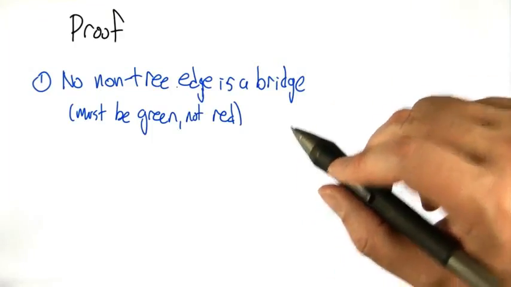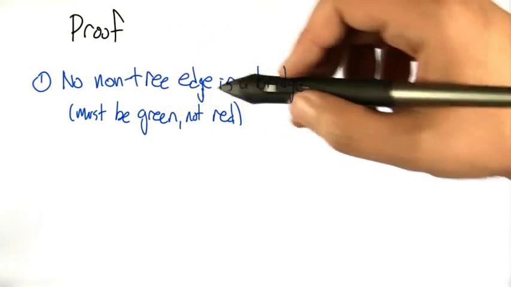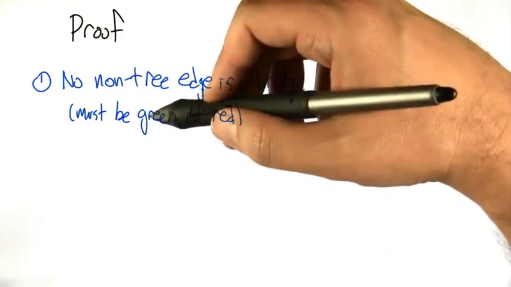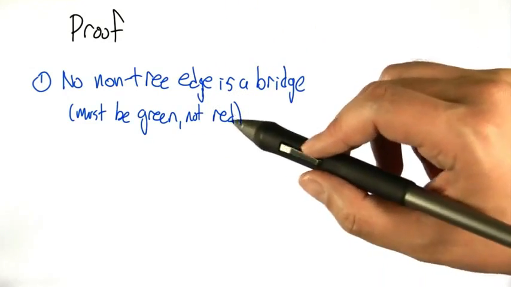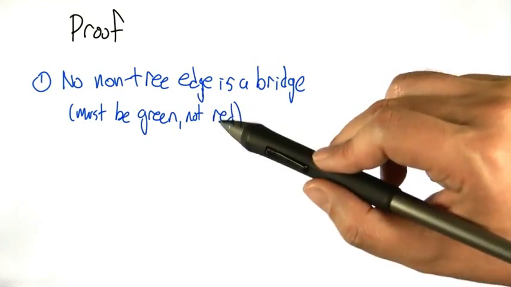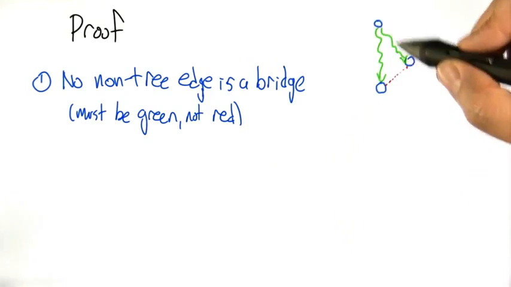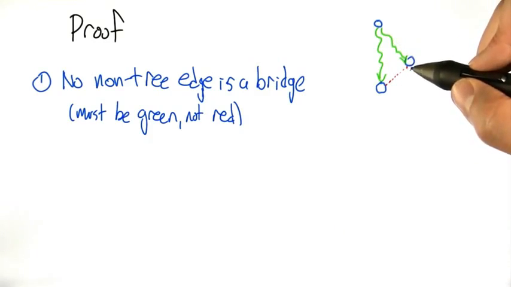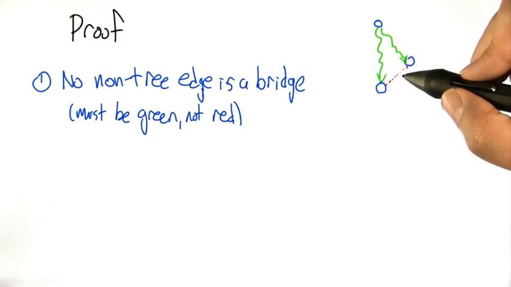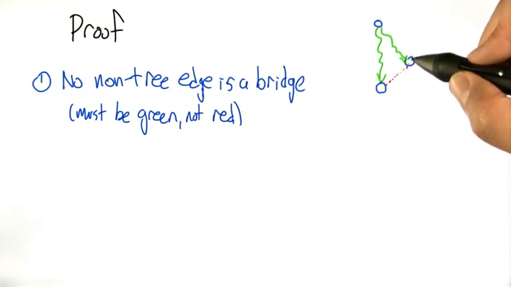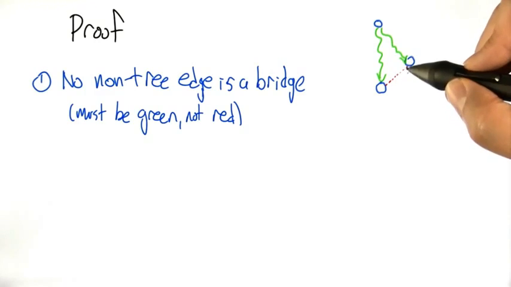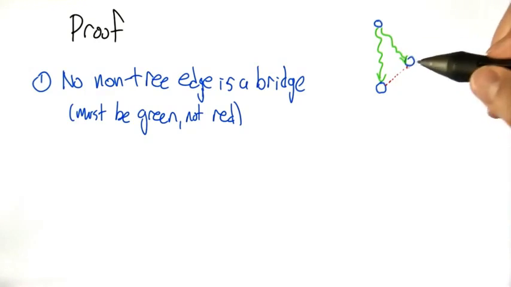So the first thing to observe is that no non-tree edge can be a bridge. They have to be the green edges, not the red edges. And why is that? Well, the red edges are the ones that get added for a node that had already been reached by some other path. So the red edges can't be bridge edges, because if we delete a red edge, the nodes on both sides of it were reachable from the beginning some other way.